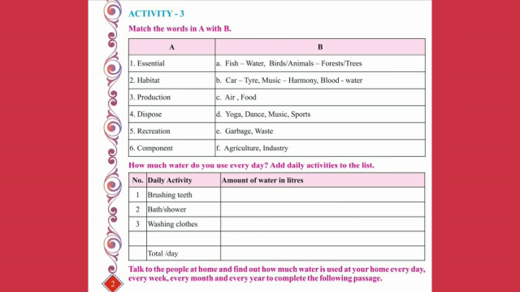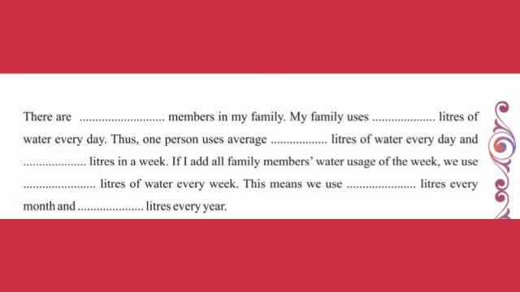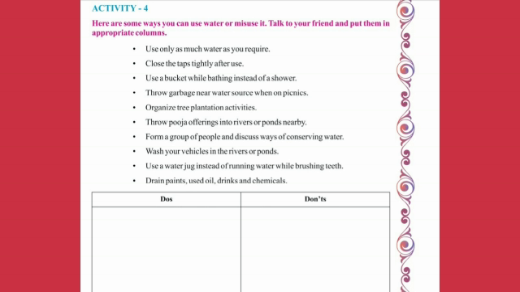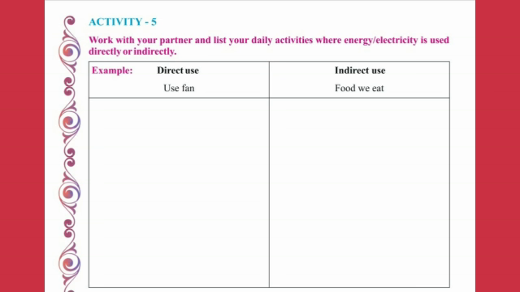Then you can calculate how many liters of water you use every week, every month and every year and fill the blanks given here. Activity 4. I think you can do it yourself. You have to write what you should do and what you shouldn't do. Let's move on to the next activity, activity 5.